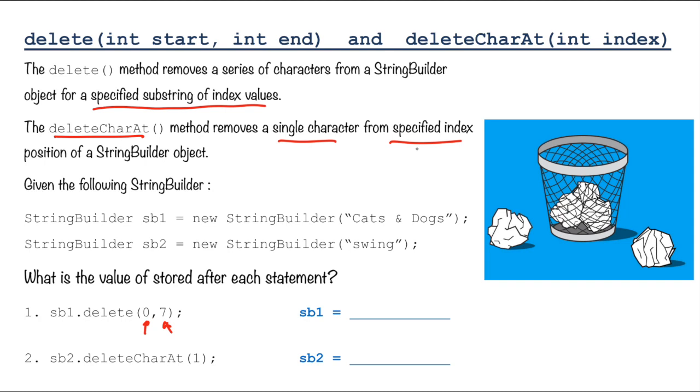So here we see sb1 has a new string, cats and dogs, and it deletes from 0 through 7: 0, 1, 2, 3, 4, 5, 6, 7. And again, we go up to, but not including, the ending index. So the D for dog will stay in there, and we have dogs is what will be left in sb1. And sb2, deleteCharAt 1, will go 0, 1. It's going to delete the w. So sb2 will now store sing.